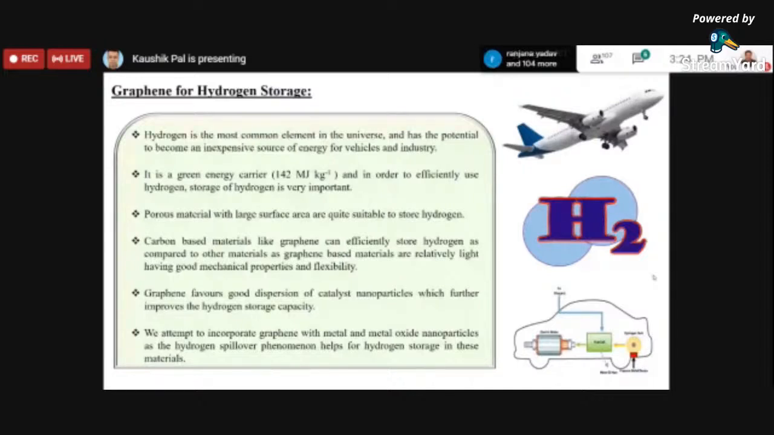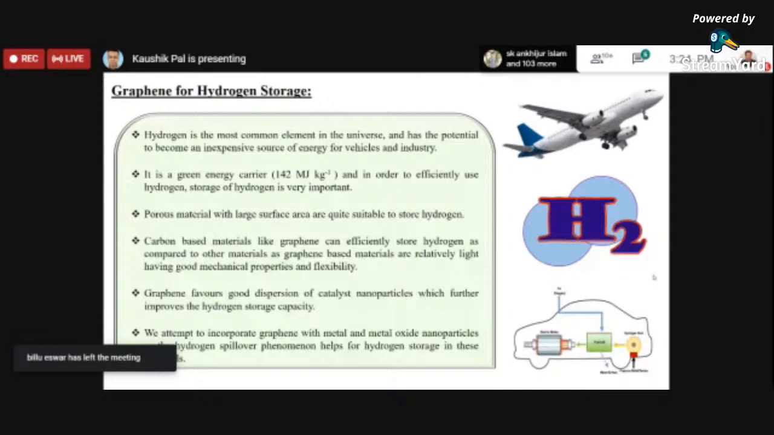So maybe if we are able to use hydrogen as a gas for energy generation, the problem will be solved and it can sustain for quite a long time. Porous materials with large surface area are quite suitable to store the hydrogen. I have already explained this to you.